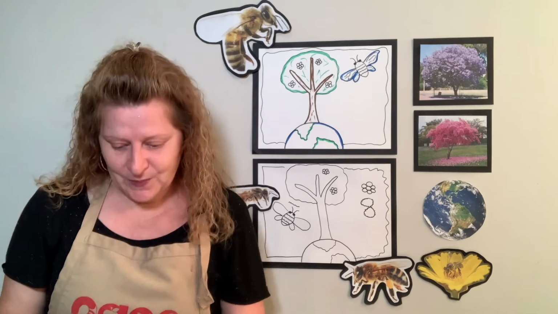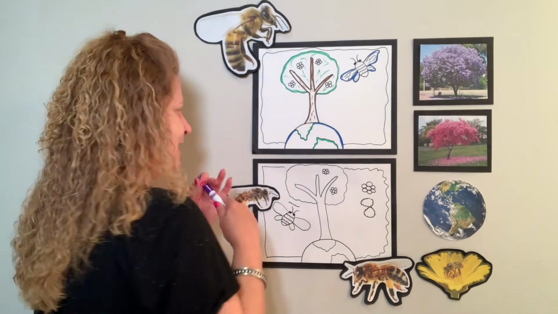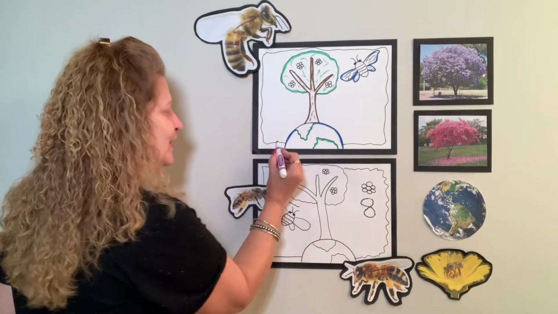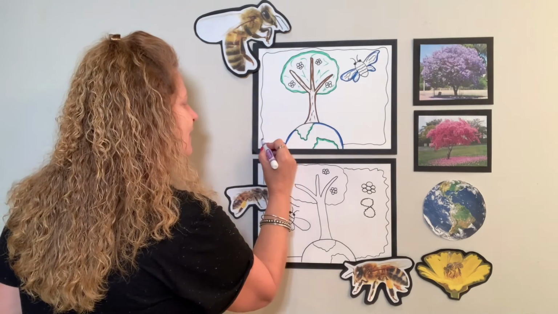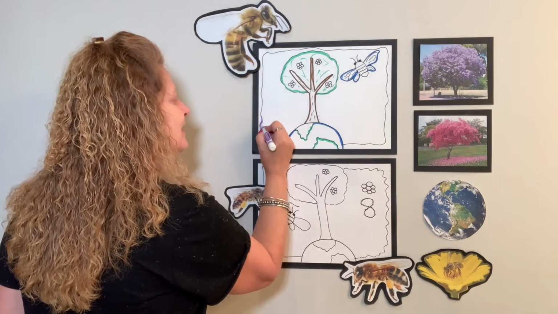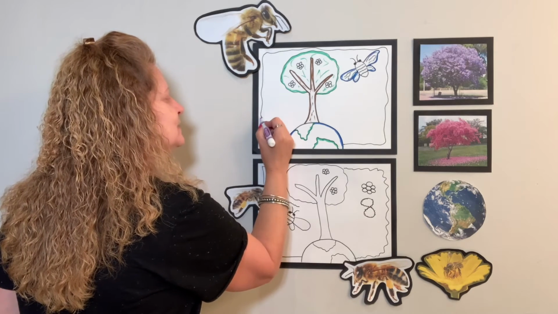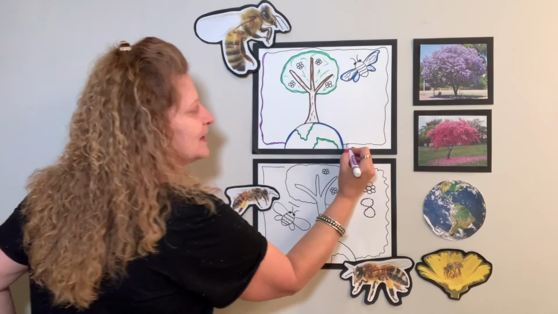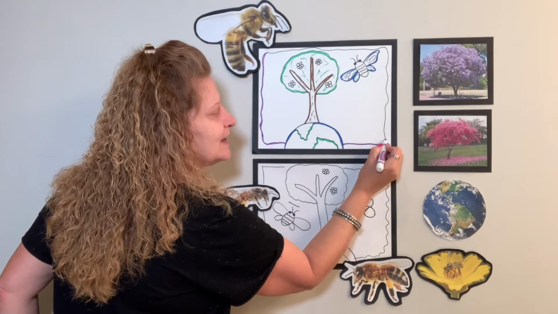I want to use purple, and I'm going to use my purple to trace my border all the way around. Miss Jennifer missed a couple spots, but it's okay. You can always go back and fill them in. Then I'm going to start on this side.